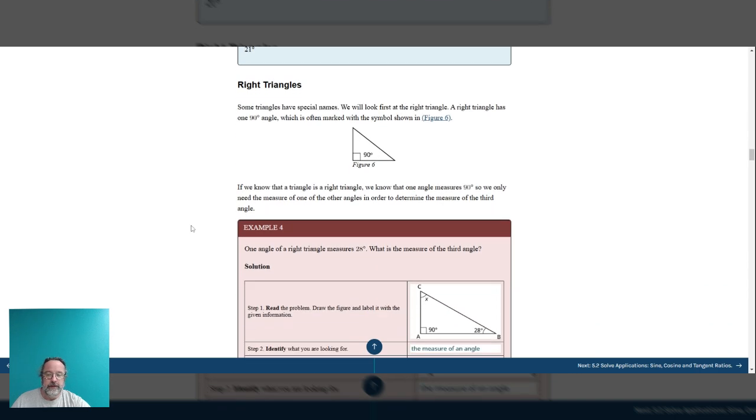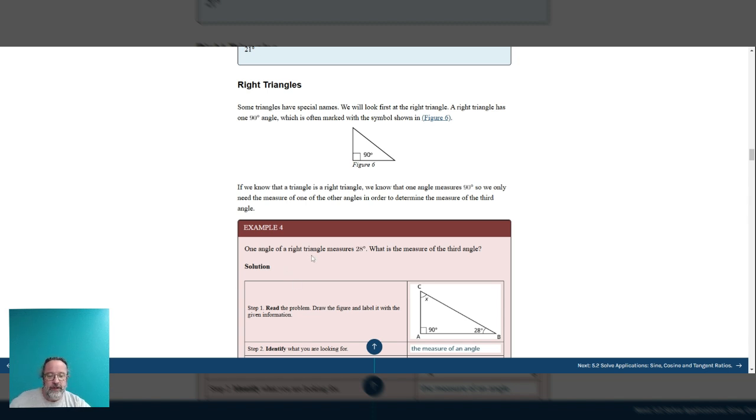So right triangles, I know you know what they are, but right triangles have one 90-degree angle. A triangle cannot have two 90-degree angles because then you have two angles adding up to 180. So if I might give you a problem that says a triangle with two right angles, you'll just say, we're not doing it. I might do that to you. So if we know that a triangle is a right triangle, we know that only one angle measures 90. So we only need the measure of one of the other angles to determine the measure of the third. How can that be? Well, right triangle, we automatically know one.